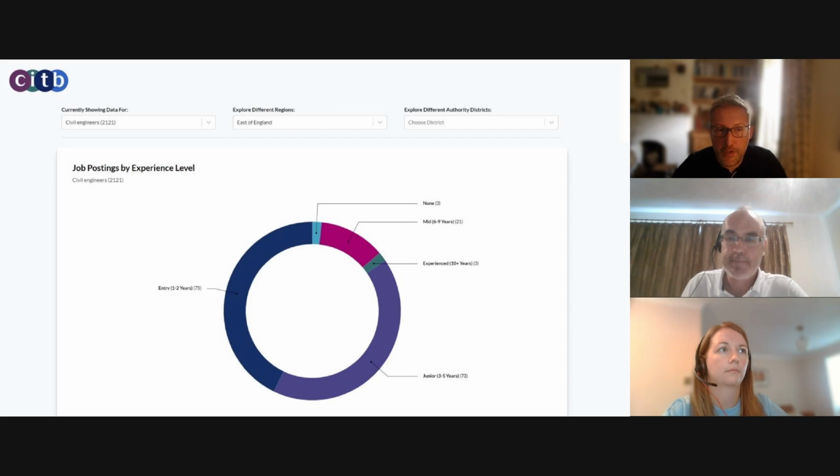I thought this one was particularly interesting because when you compare job postings by experience level for civil engineers with some of the other occupations, it's quite significantly different, i.e. they are looking for higher levels of experience when they're going out to recruit.